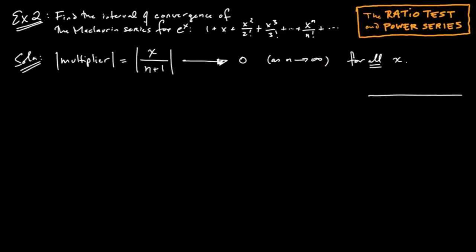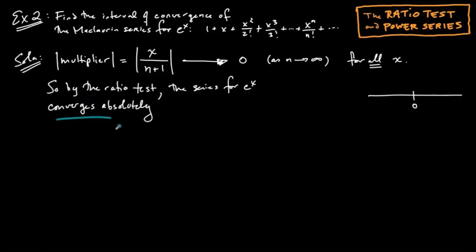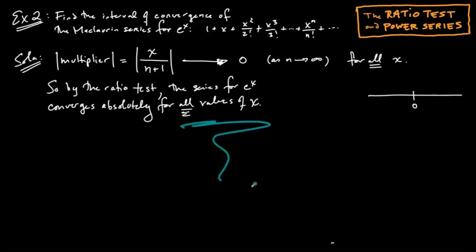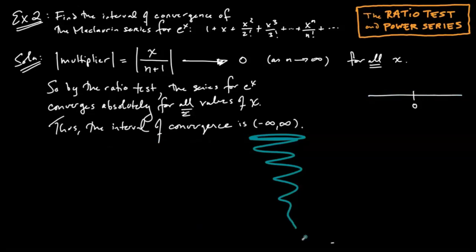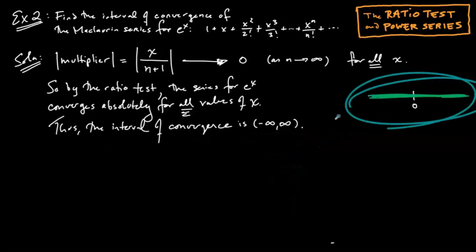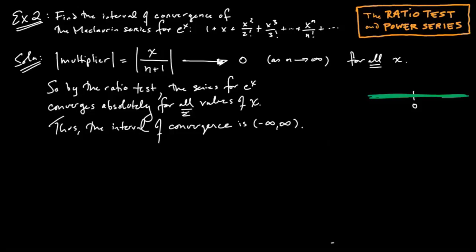That is, if we're thinking about the number line, and we have our series centered at 0, no matter what value of x we stick into our power series, we're going to get some kind of numerical series as a result. And we know that no matter what that x was, the multiplier in that numerical series is going to approach 0 in the limit. And 0 is less than 1, so by the ratio test, the series for e to the x converges absolutely for all values of x. Thus, the interval of convergence is from minus infinity to infinity. The entire real line, which means there are no endpoints to check this time.